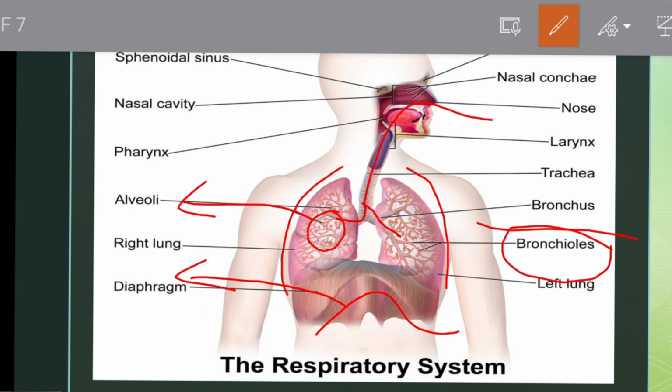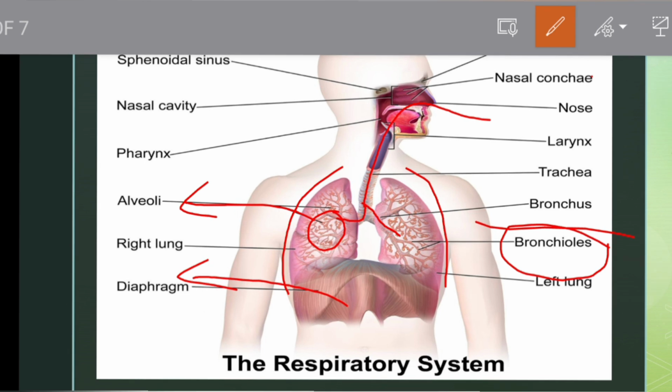Taking in oxygen rich air into the body during breathing is called inhalation, and giving out carbon dioxide is called exhalation. Both the processes take place regularly during breathing. So this was all about the process of respiration.